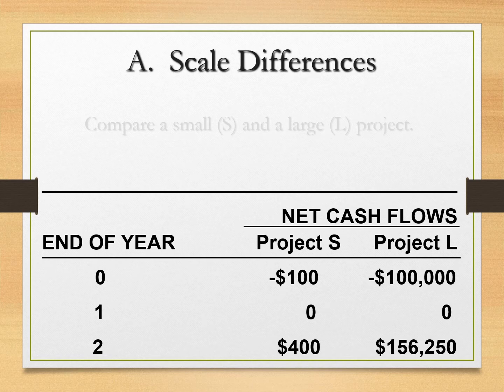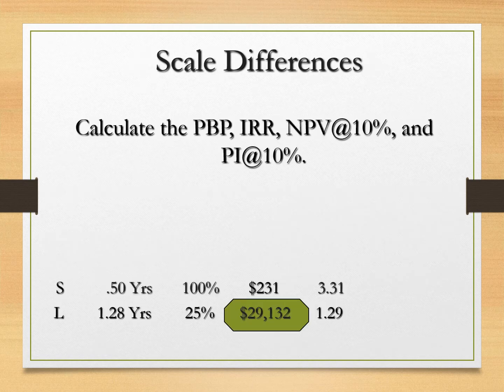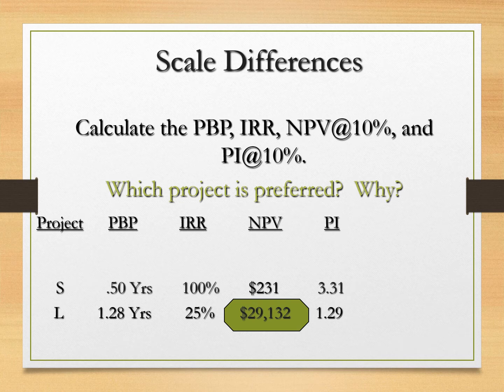Now we apply the four methods: payback period, net present value, IRR, and profitability index, and see what the results are. In this slide, the results of payback period, internal rate of return, net present value, and profitability index are shown for both projects. If we look at the payback period, the payback period for project S, the small project, is 0.5 years and for project L it is 1.28 years. If we consider payback period for the selection of investment, we select project S because the payback period of the small project is less than the payback period of the large project.